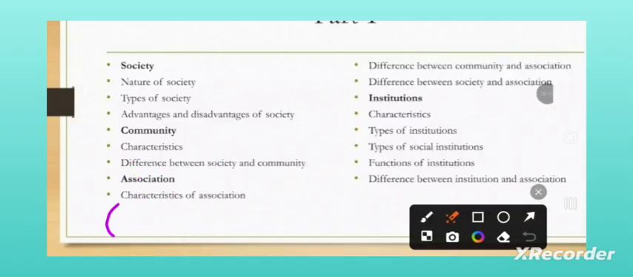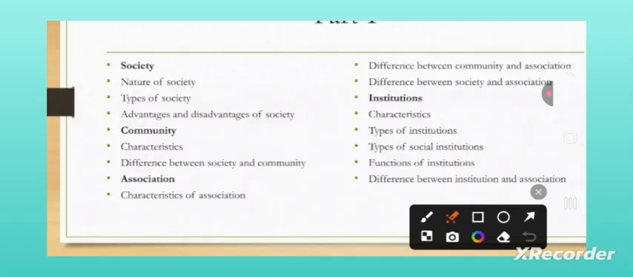Association. An association is an organized group of people deliberately formed to pursue a specific common goal or interest. Examples: a political party, a book club, a trade union. So it has deliberate formation, not natural, it is created. It has a specific aim, exists to achieve a clear objective. Voluntary membership: membership is usually optional. People join associations. It has formal rules, governed by written rules, by law or a constitution.